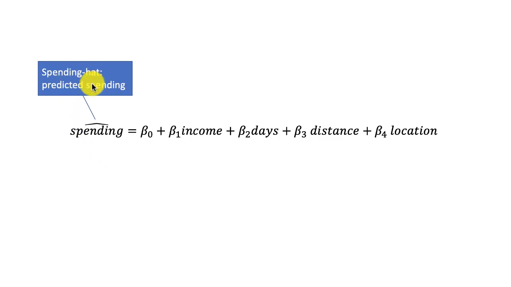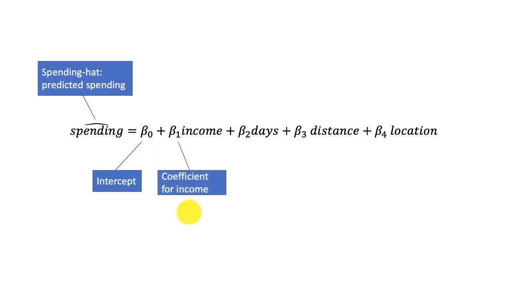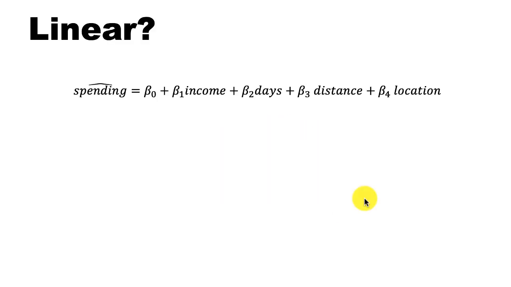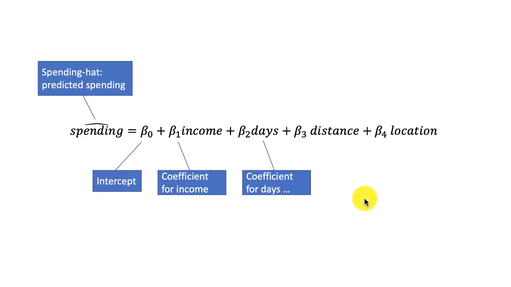This is the hat on top, that's what they call it, hat, and this is spending hat, which is a predicted spending or estimated spending. The first coefficient beta 0 is called the intercept, and shortly you'll see why they call it the intercept. Beta 1 is the coefficient for income. These are called the regression coefficients. All the betas are called the regression coefficients. Beta 0 is the intercept, and beta 1, 2, 3, 4 are the regression coefficients for the various predictor attributes that we are using. So that's just terminology for regression.